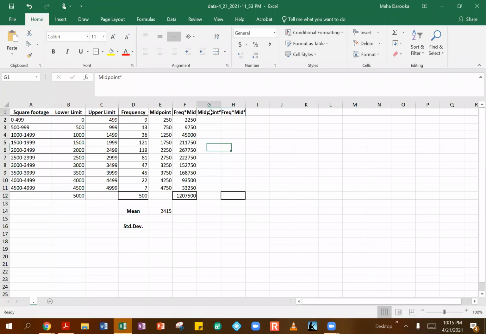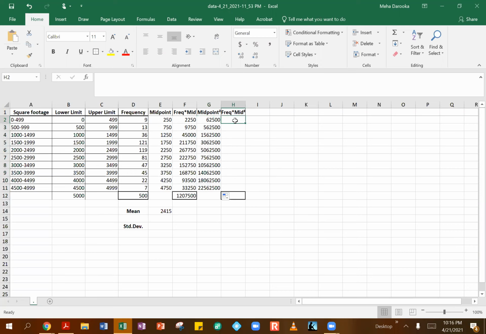The first thing we are going to do is square our midpoint. You can see we already calculated the midpoint in this column. So what we're going to do over here is square that. Basically just say equal to, and we take this cell and multiply it into itself. That will square our midpoint value. And again, I'm just going to autofill that for the rest of the classes. So we have a square on our midpoint.